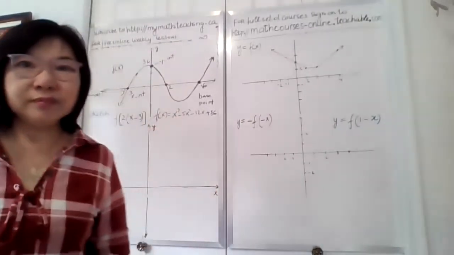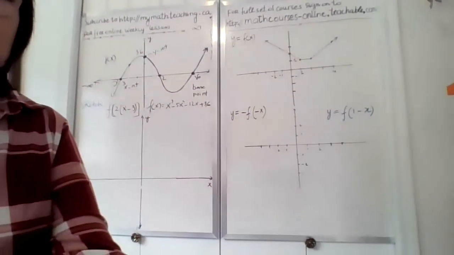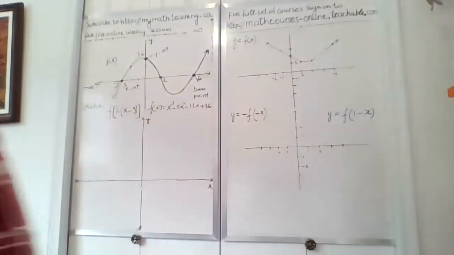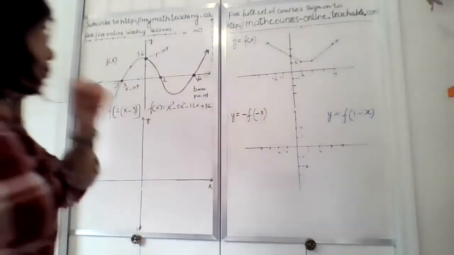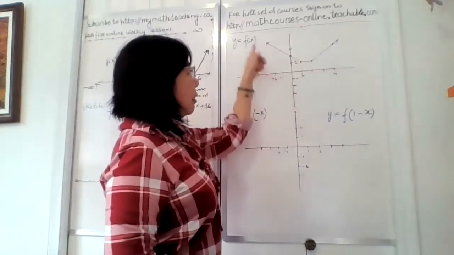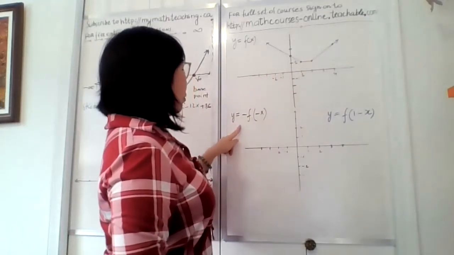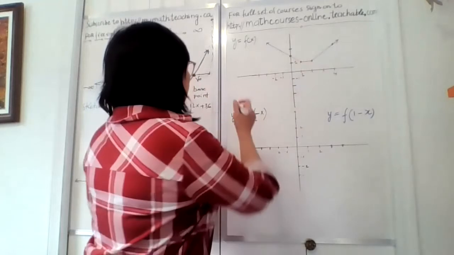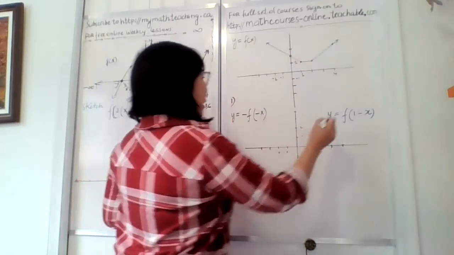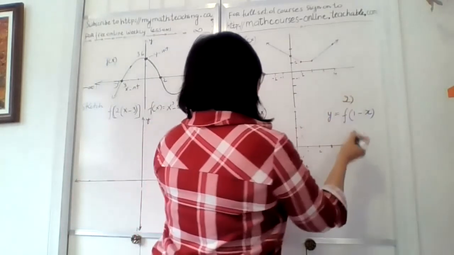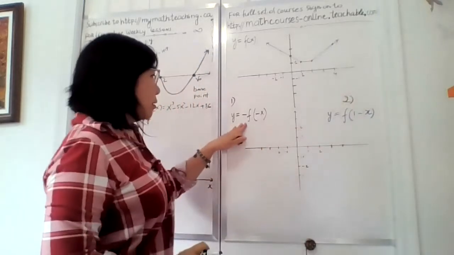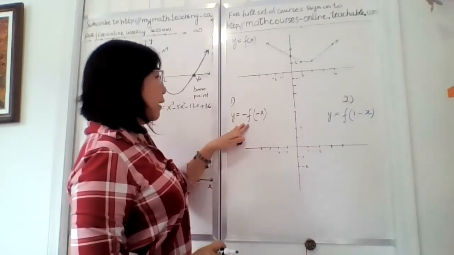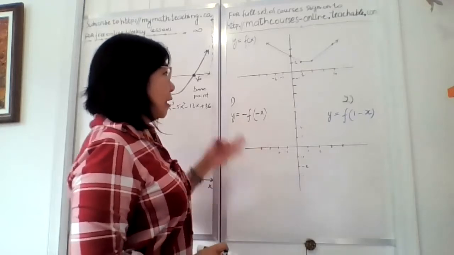I'm going to show you. So on the board, I have the graph. And the question asks us to sketch. Let's say this is the first sketch and this is the second sketch. So it wants us to sketch this function, minus f of minus x.